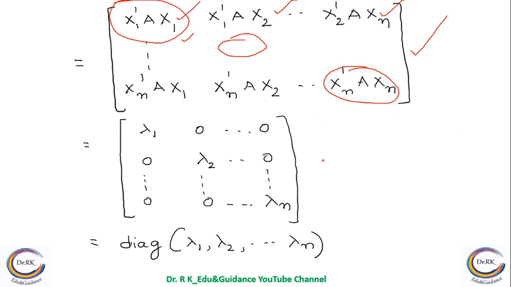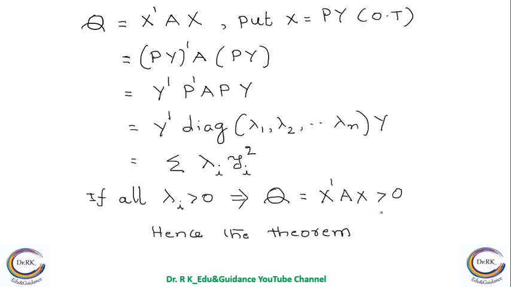So this matrix can be written as a diagonal of lambda 1, lambda 2, and so on, lambda n. So P dash AP is equal to a matrix consisting of only diagonal elements, which are lambda 1, lambda 2, and so on, lambda n. Now we take this Q, which we want to prove as definite. Q equals x transpose Ax, and take x equal to Py, which is an orthogonal transformation.